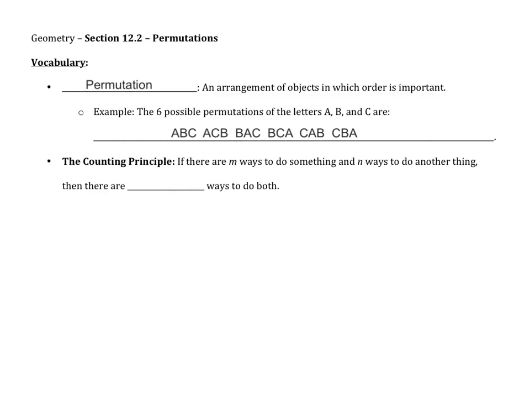The counting principle is another concept that we're going to be talking about. If there are m ways to do something and n ways to do another thing, then there are m times n ways to do both. So if I have 3 pairs of socks and 2 pairs of shoes, I would have 6 different combinations of how I can wear the 3 pairs of socks with the 2 pairs of shoes.